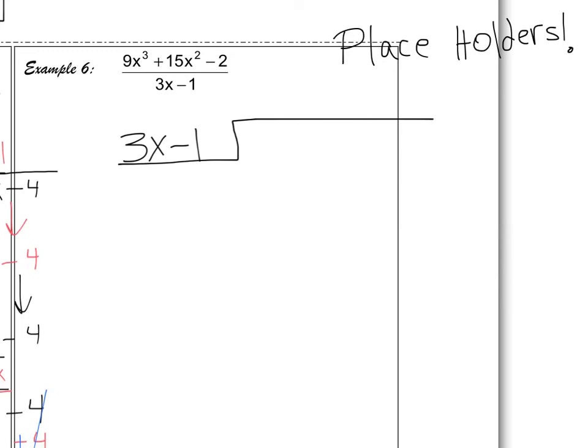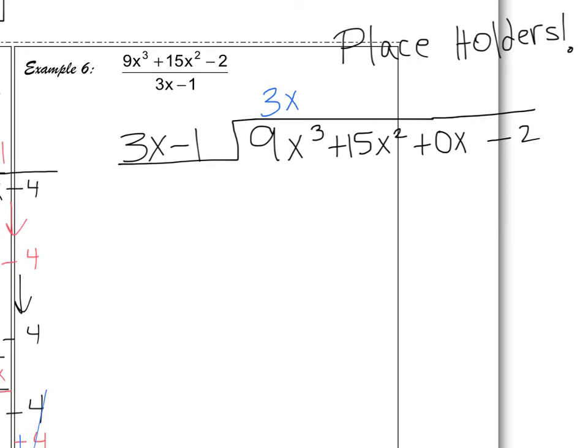So I put 9x to the power 3 plus 15x to the power 2. I have a power 1 missing, so 0x to the power 1, or you can just write 0x minus 2, which is the constant. And yes, you have to put a 0 for the constant if it's missing. Now, like we did before, 3x times what would give me 9x to the power 3? So I think it's a 3x to the power 2, because 3 times 3 is a 9, and x times x to the power 2 is x to the power 3. So that's going to be 9x to the power 3.